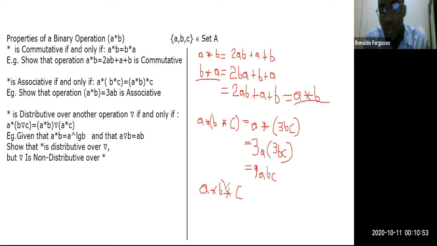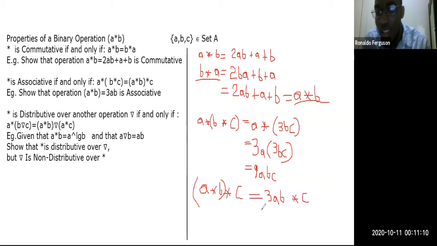So we have A star B star C. But what is A star B? A star B right here is 3AB. So it works out to be 3AB. And so we want to find what is 3AB star C.